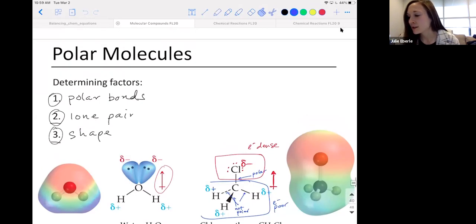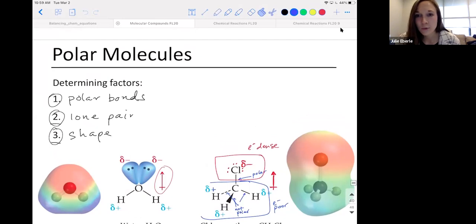But anyways, polar molecules. I'm going to remind you of a couple of things. We're going to do one poll question as a little review, and then we'll go back to chapter 5. So we said when you have polar molecules, the way you judge that is you need to ask 3 things. Does your molecule have any polar bonds? Does it have any lone pairs? And then consider the shape.